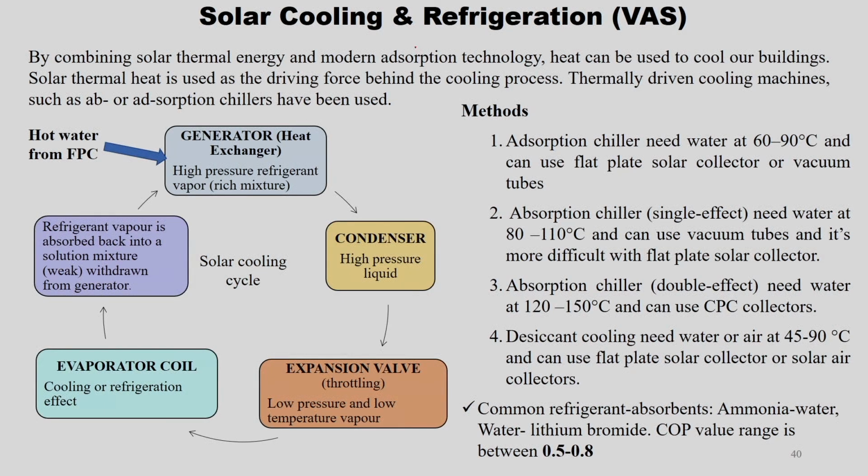So, by combining solar thermal energy and modern adsorption or absorption technology, heat can be used to cool our building. Solar thermal heat is used as the driving force behind this cooling process. Thermally driven cooling machines such as adsorption or absorption chillers have been used nowadays.